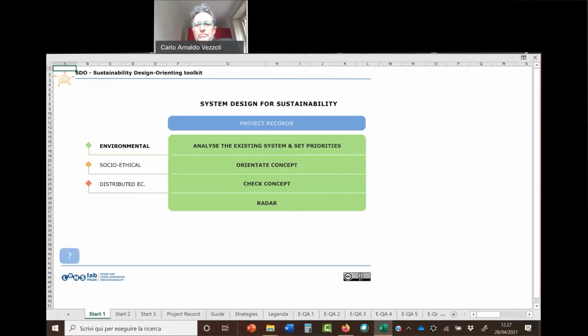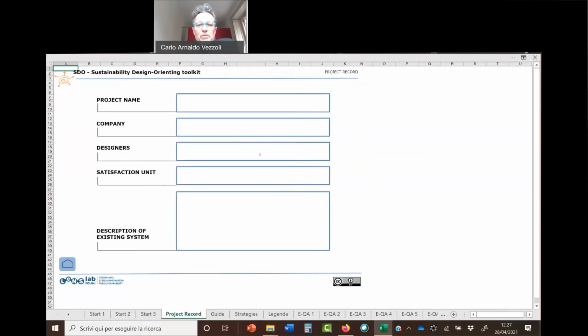And okay, here is the project record. Simply you insert the project name, etc. Maybe what is important to define is the satisfaction unit. So it's not that we have to design a product, but we have to design the heating in, I don't know, the campus of a given university, for example.